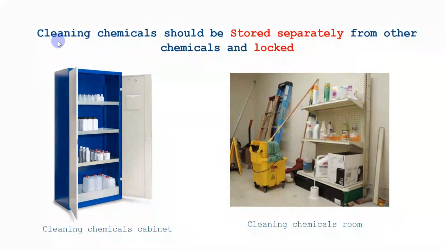The clause also includes requirements for the cleaning chemicals. You need to make sure that cleaning chemicals are stored separately and locked. Dedicate a separate room for cleaning chemicals and lock that room, and if it is not possible to have a separate room, then alternatively you can use a cabinet. Put all the chemicals inside that cabinet and lock it.